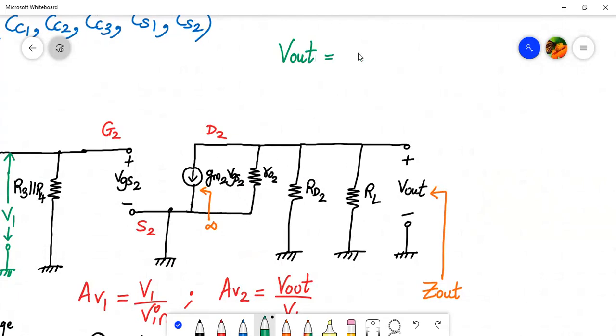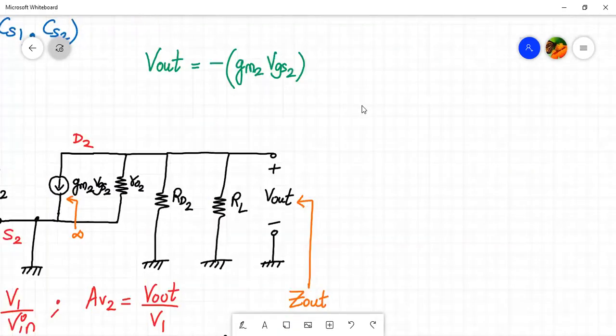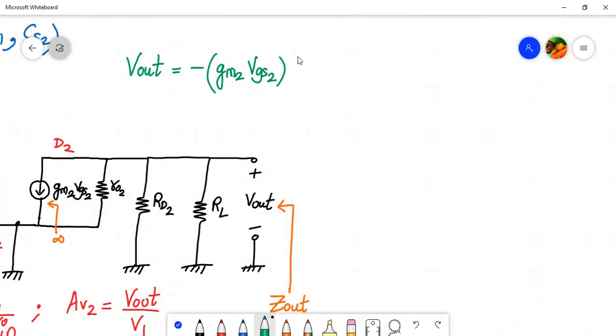So we can write V out is equal to IR. So minus, because the current direction is opposite. So this is current, right? Minus GM2 into VGS2. This is my current into the resistances, right? So what are the resistances over here? RO2 parallel to RD2 parallel to RL, right? So this current into these resistances.